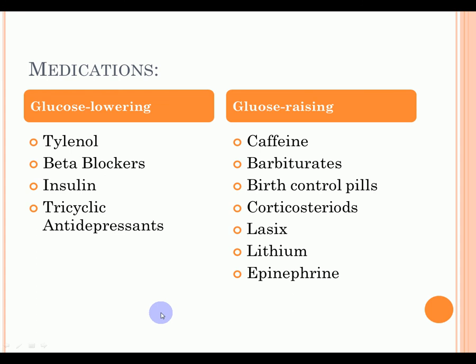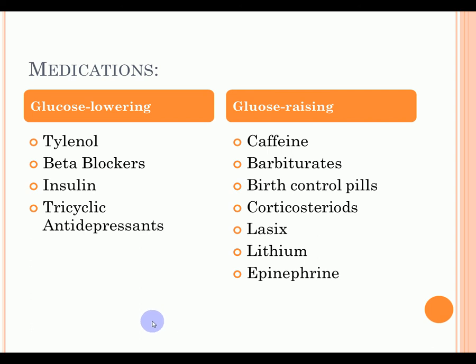Just an FYI, some of the more common medications that affect glucose and lower it are Tylenol, which most people don't know, beta blockers, of course insulin goes without saying, and tricyclic antidepressants can also affect it.